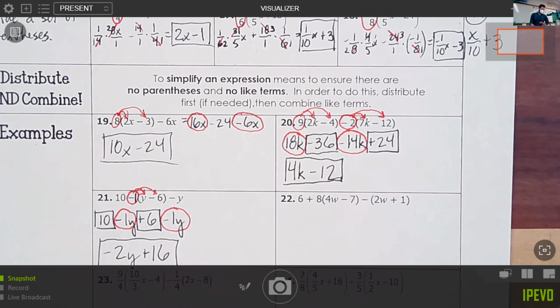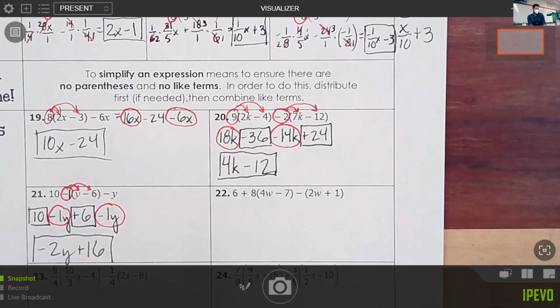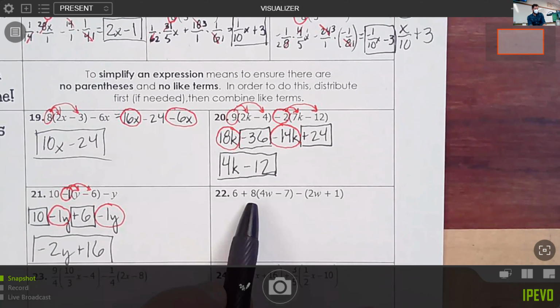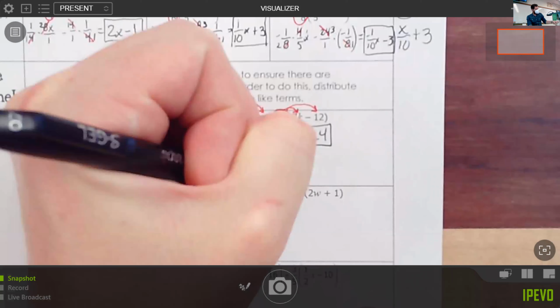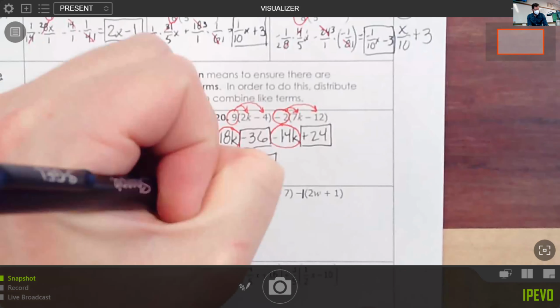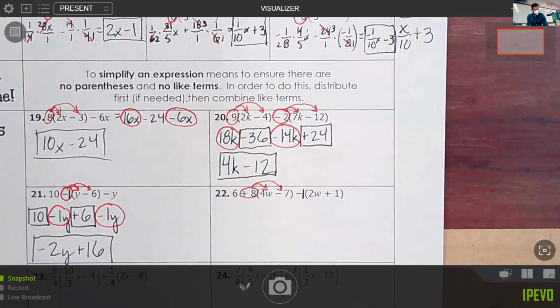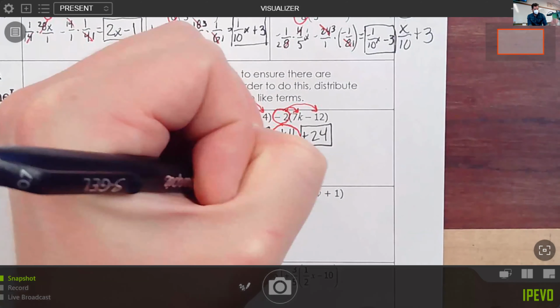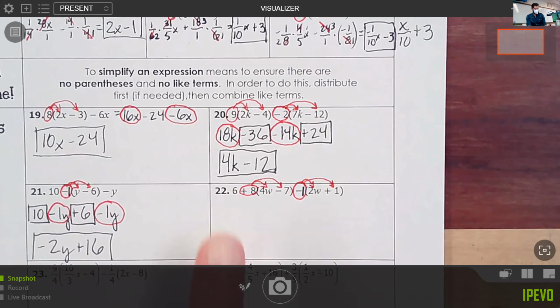All right, 22, 23, 24. We got 3 more. 22. There's an 8 right outside this set of parentheses. There's a negative or a minus right outside that one, which means a -1. We're going to take our +8 and distribute it to 4w and -7. We're going to take our -1 and distribute it to 2w and to 1. So 2 things to distribute into this time. The 6 is just going to stay out front for now.